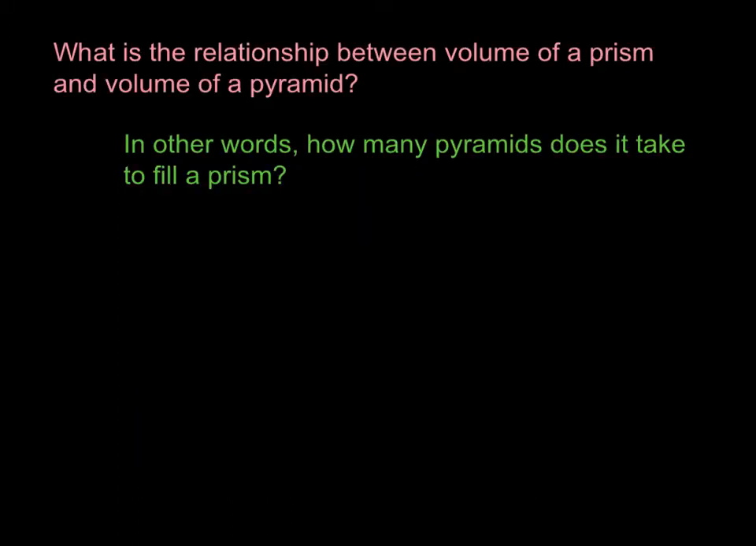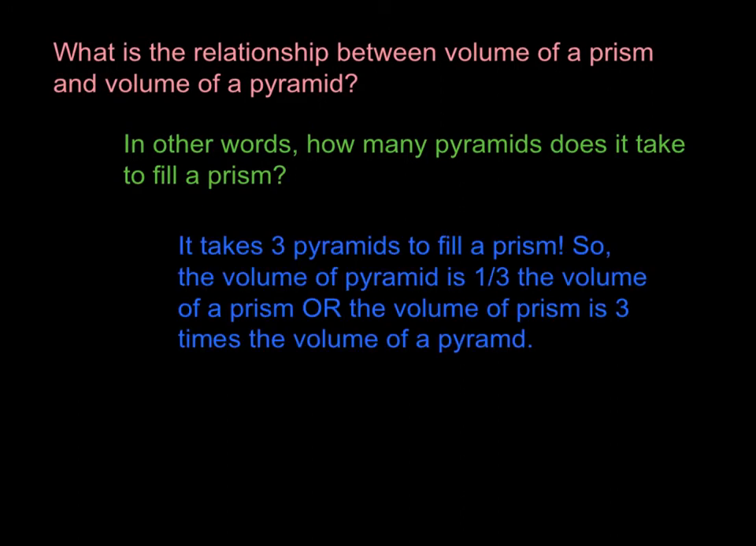So again, what is the relationship between the volume of a prism and the volume of a pyramid? In other words, how many pyramids does it take to fill a prism? So what you should have thought is that it takes 3 pyramids to fill a prism. So the volume of a pyramid is 1/3 the volume of the prism. Or the volume of a prism is 3 times the volume of a pyramid.